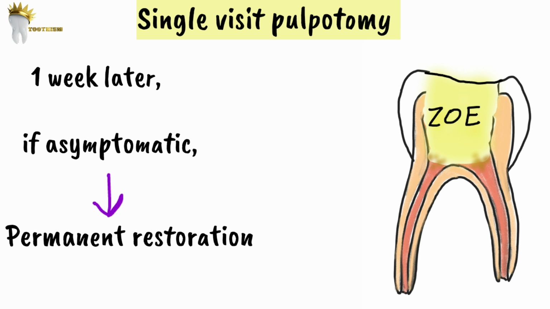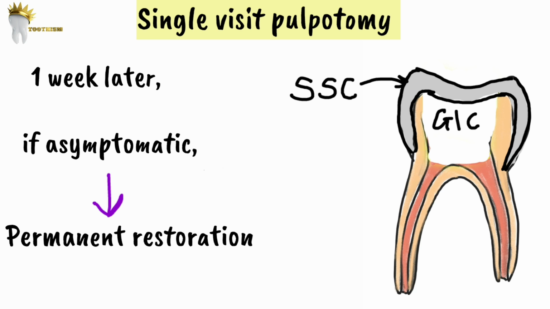Only then can we proceed with the permanent restoration. The most commonly used filling material is your GIC. After your permanent restoration, a crown is placed. Now again, there are various types of crowns, but the most commonly used is the stainless steel crown.